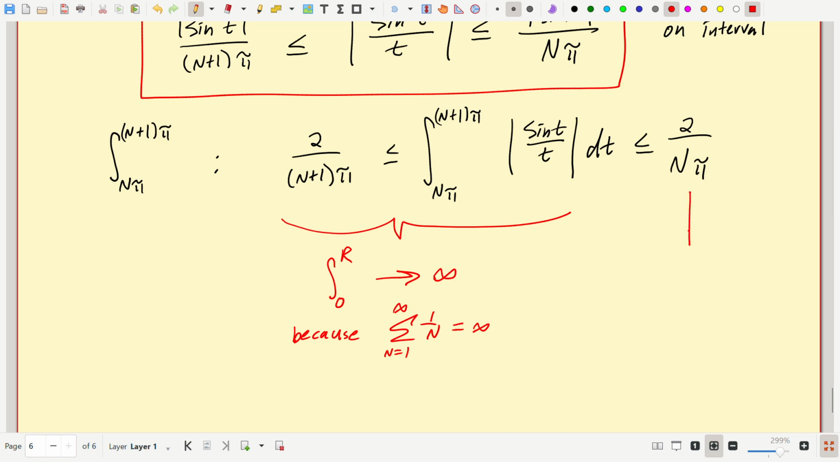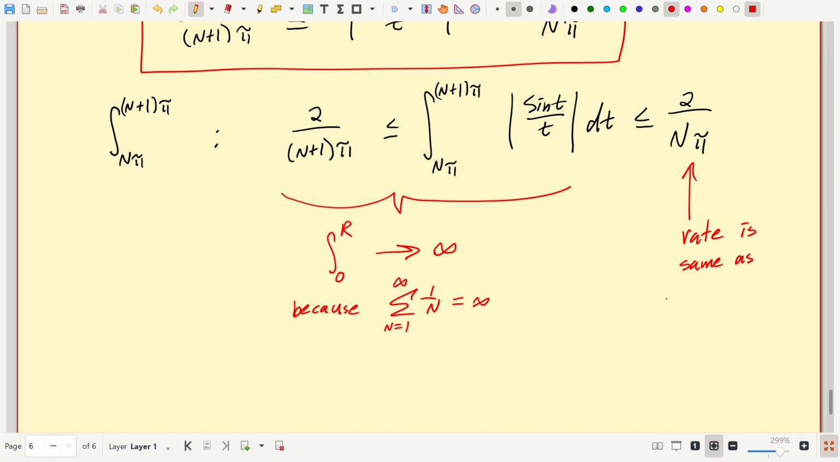The rate is the same as the rate that the harmonic sequence diverges. So the rate is the same as the divergence of the famous harmonic sequence. Or what is it, harmonic series? 1 over n is the harmonic sequence. The sum of it is the harmonic series.